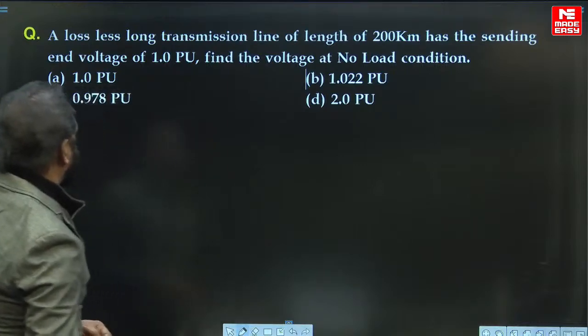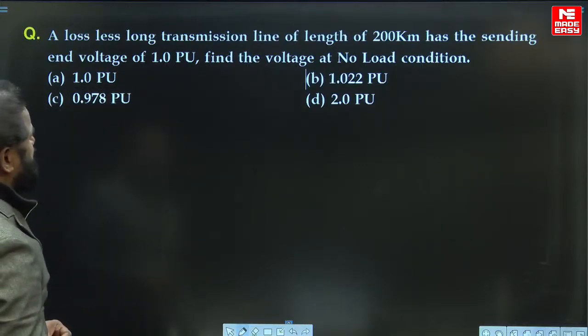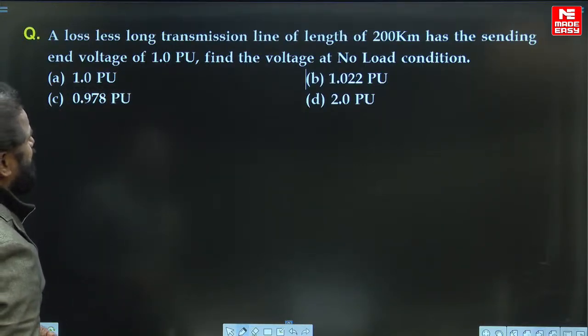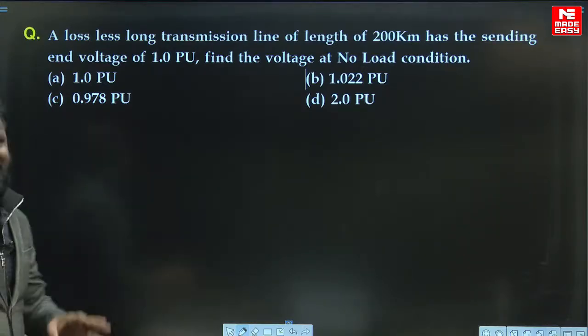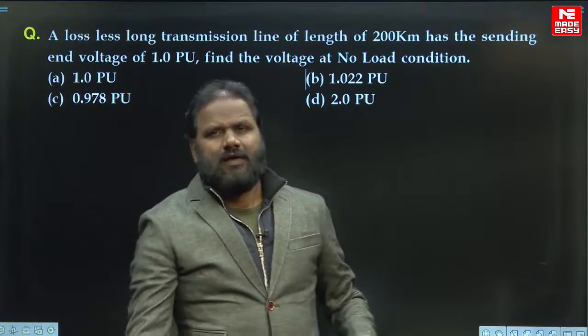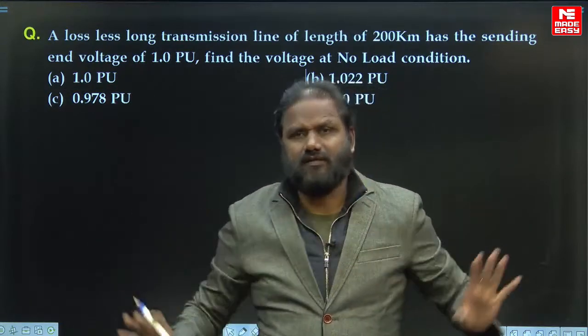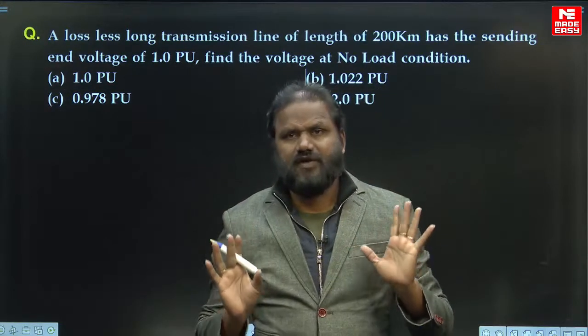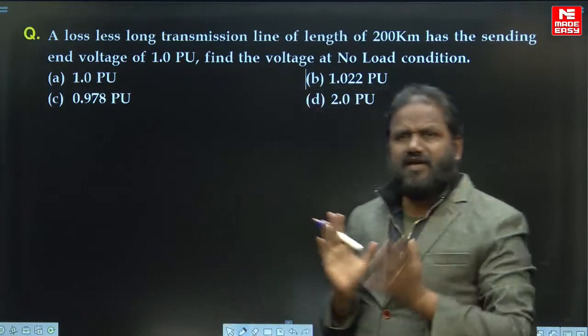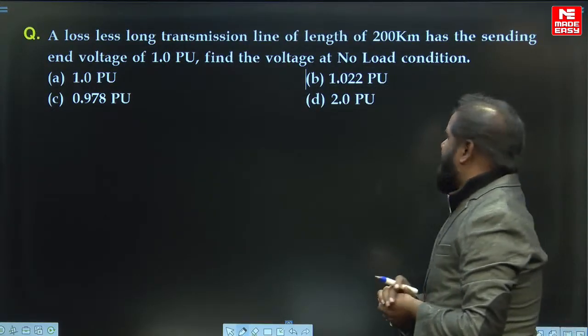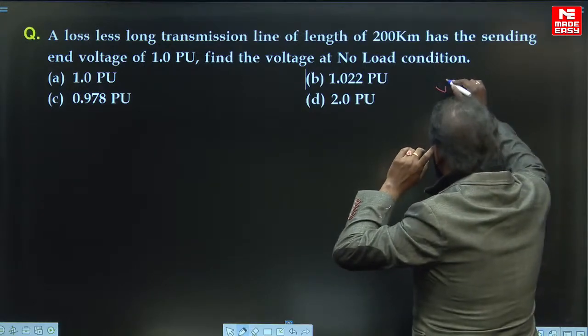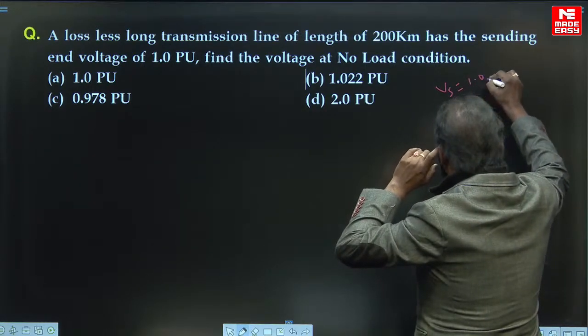Next: a lossless long transmission line of length 200 km has a sending end voltage of 1 per unit. Find the voltage at no load condition. Here too, you can get the answer without doing anything, without putting pen to paper. What was said? The sending end is equal to 1 per unit.